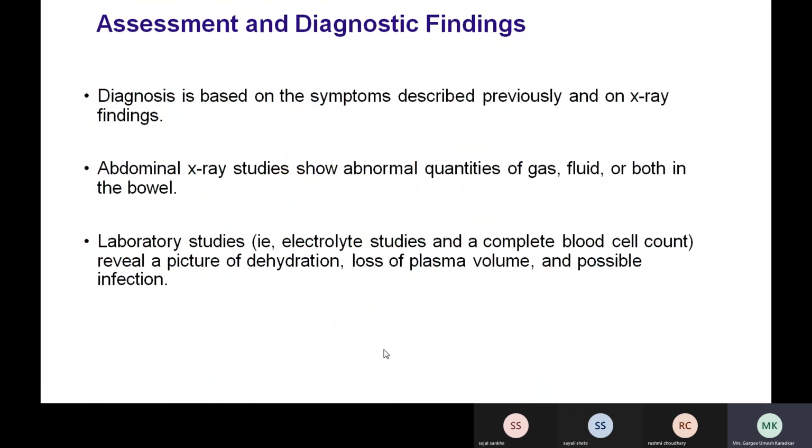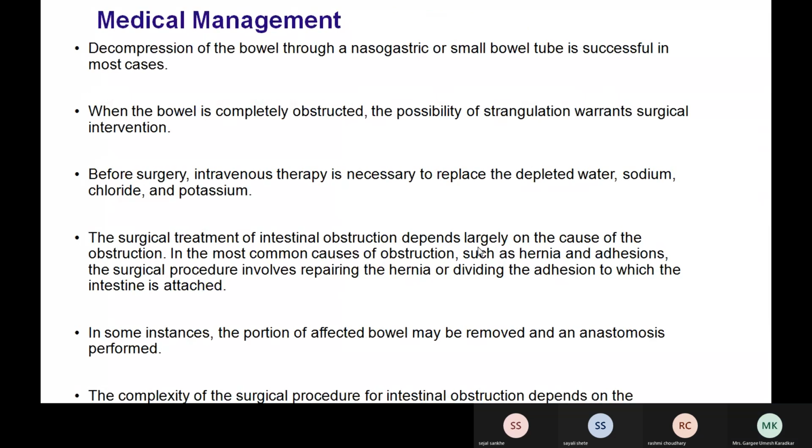How would you assess and diagnose it? So basically on the symptoms, then on X-ray findings. So abdominal X-ray will be done. It will show abnormal quantities of gas, fluid, or both in the bowel. Then the laboratory studies, because the patient goes into dehydration. So electrolyte studies are done and a complete blood cell count should be there, which will tell that the patient is going into dehydration, there is loss of plasma volume, and there is possible infection. Okay.